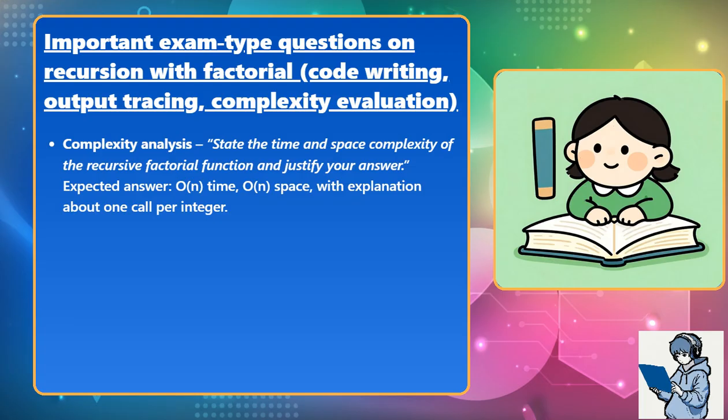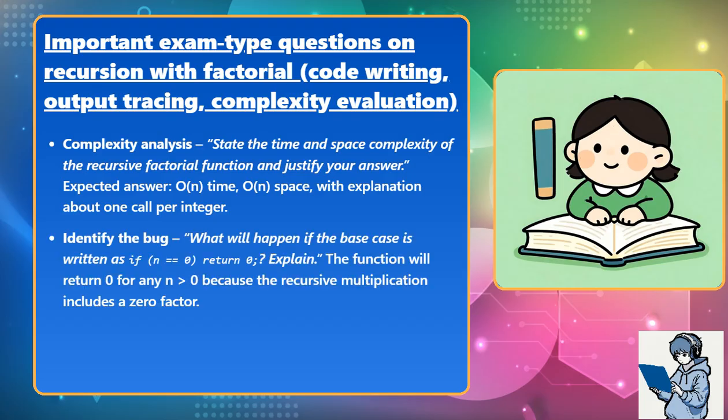Complexity analysis: state the time and space complexity of the recursive factorial function and justify your answer. Expected answer: big O of n time, big O of n space, with explanation about 1 call per integer. Identify the bug: what will happen if the base case is written as if n equals 0, return 0? Explain: the function will return 0 for any n greater than 0 because the recursive multiplication includes a 0 factor.